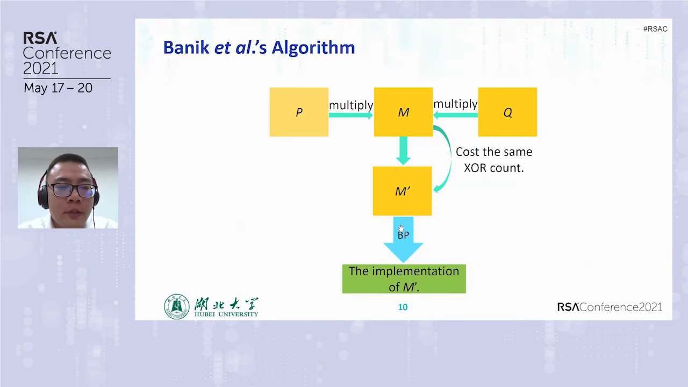The following algorithms are variants of BP, so I will just introduce them briefly. This method multiplies two permutation matrices with M, and thus rearranges the inputs and the outputs of the matrix M. The new matrix M prime costs the same number of XOR gates as M. This method takes M prime as the input of BP and measures the improvements of the implementation. In our framework, we modify this method and take M prime as the input of all the other heuristics we adopt, not only the BP algorithm.